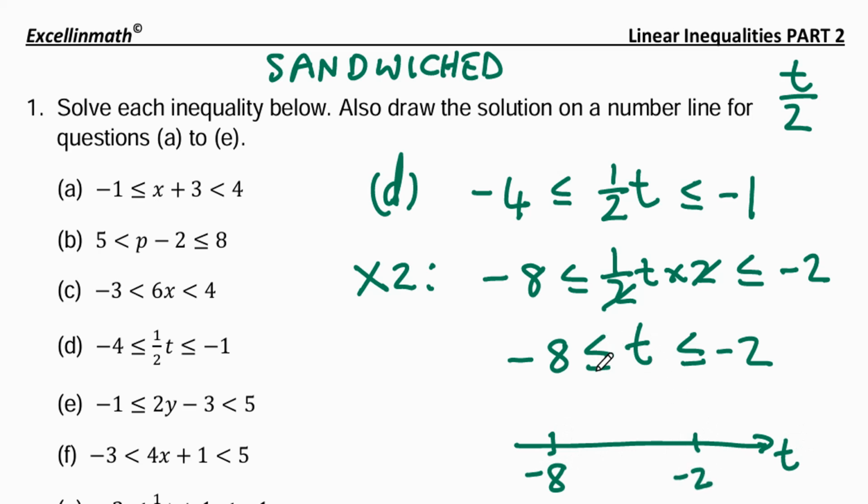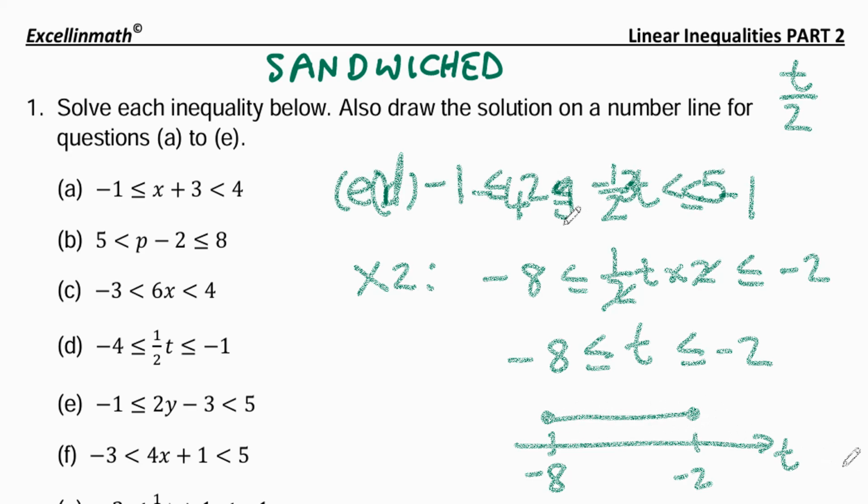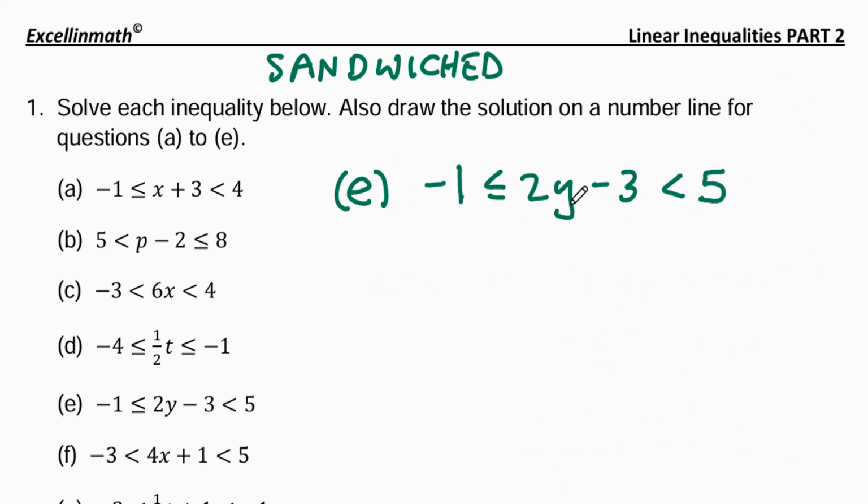t is greater than or equal to negative 8. So we must use a dot here to show that we are including negative 8 as well as negative 2. And we connect these dots. Once again, we want to isolate the y here. And we always first get rid of what we're adding or subtracting. In this case, we are subtracting 3. So that means to get rid of this negative 3 here, we can add 3 throughout.